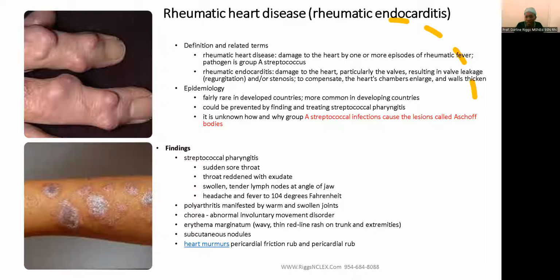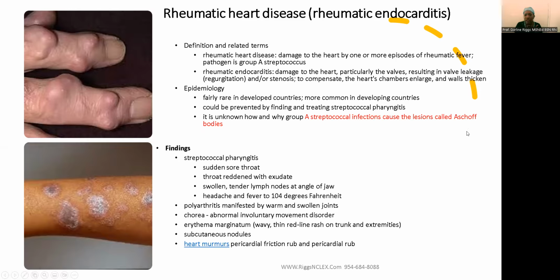So there's a little test question that I don't want you to miss. There's something that happens with these clients called Aschoff bodies. That's these nodes. It's nasty too, but be familiar with that term. They get these from the Streptococcus infection. They get these lesions, and the proper term for them is Aschoff bodies.